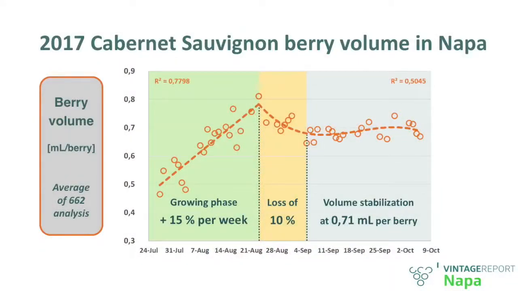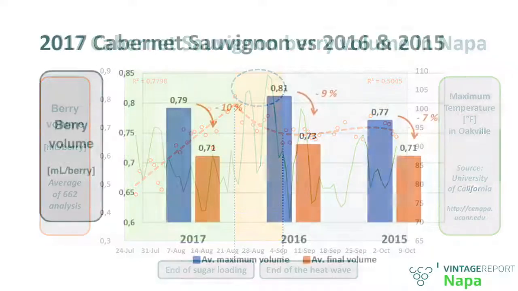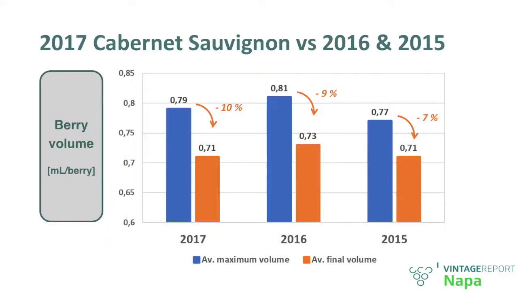So if we put the maximum temperature curve during that period in green, we can see that the period of the loss of berry volume has to do with the heat wave period. So the impact of the heat wave was to stop the sugar loading and to decrease the berry volume by 10%. Then if we compare the berry size to the last vintage, the orange data shows the final volume of the berries.